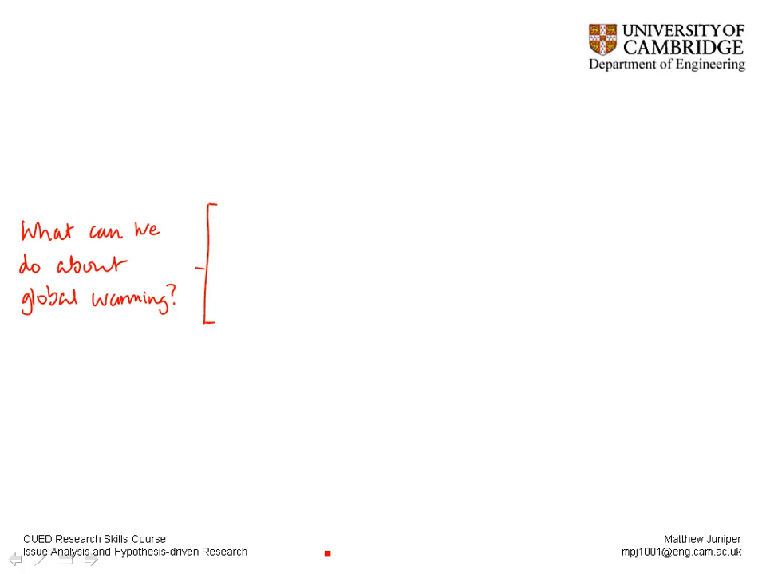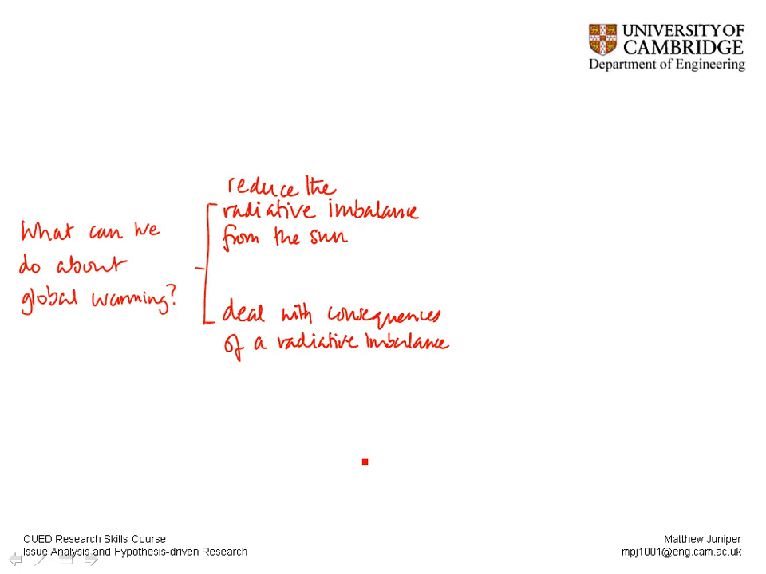Now perhaps another way to put that is to say either we're going to reduce the radiative imbalance from the sun's radiation, or we're going to deal with the consequences of a radiative imbalance. Let's think about the first one then. Now the question is, how can I reduce the radiative imbalance from the sun? Now this is the more conventional way. You might decide to reduce greenhouse gases. That's the way that most people will start off thinking.